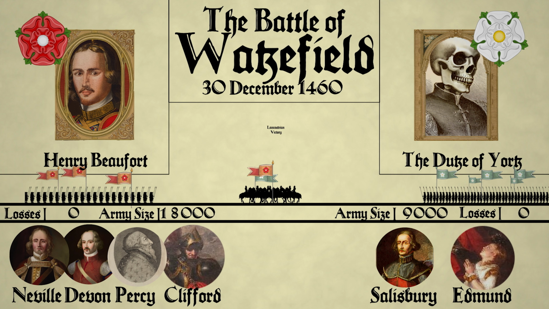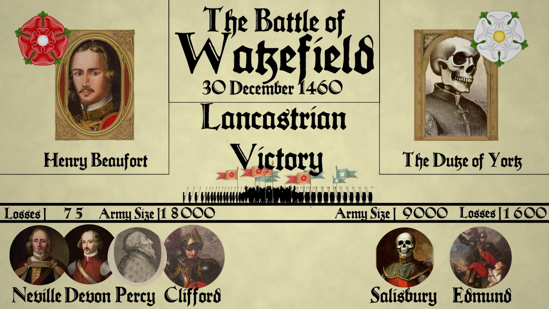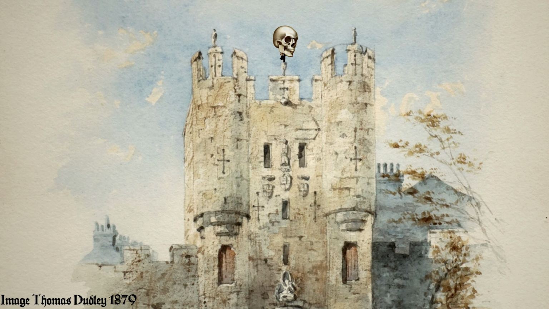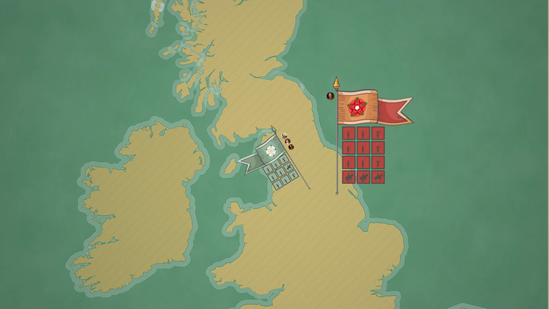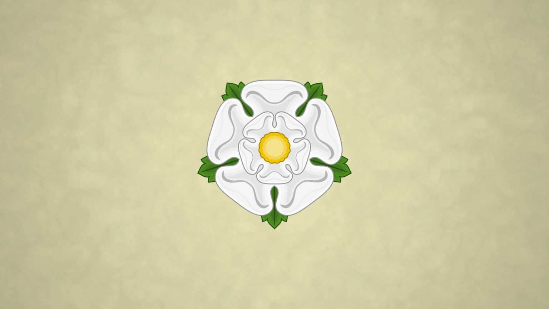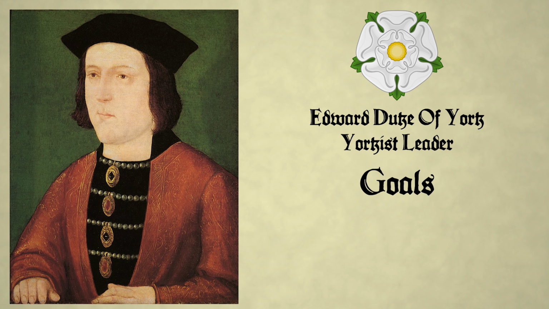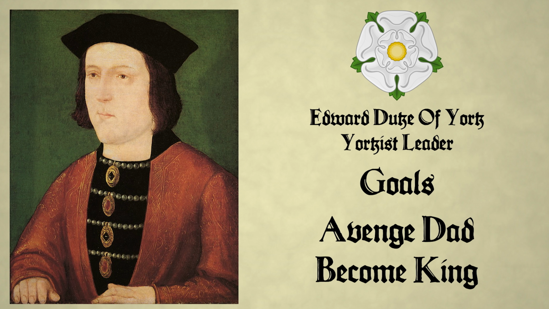York was slain on the battlefield along with his son Edmund and the Earl of Salisbury. The Duke of York's head was mounted on a spike at the gates of York and adorned with a paper crown, a grim reminder of the bloody struggle for power that now consumed England. The death of York at the Battle of Wakefield sent shockwaves through England. The Yorkist cause, however, did not die with him. York's eldest son, Edward, now the Duke of York, emerged as the new leader of the faction, determined to avenge his father's death and claim the throne.